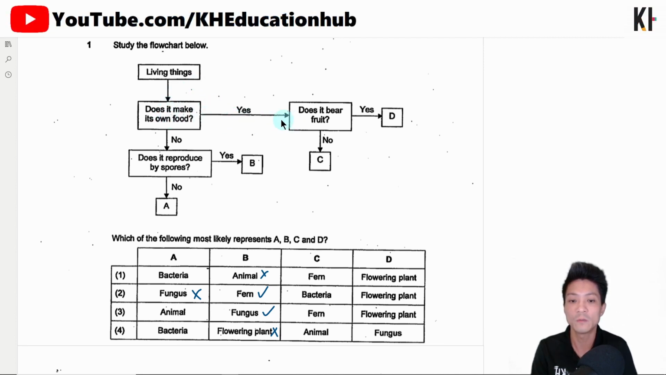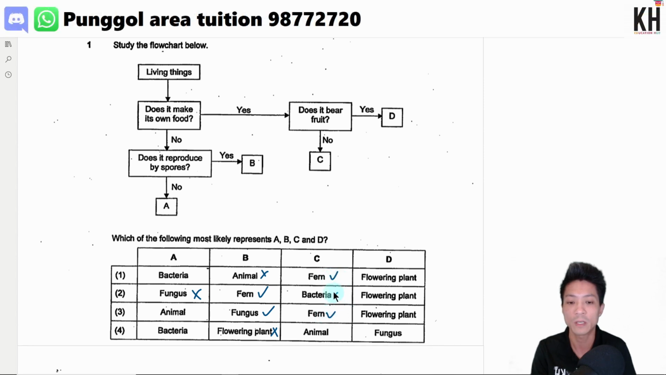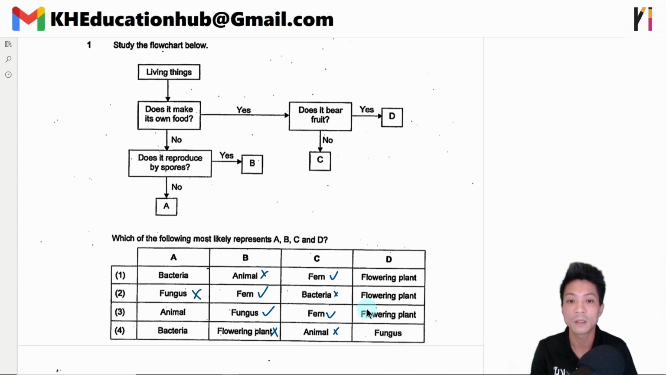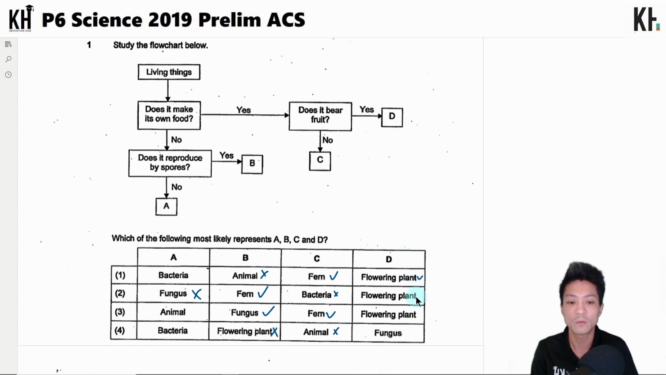Does it make its own food? Yes. Does it bear fruit? No. Does it make its own food? Yes. Fern. Bacteria and animal do not bear fruit. So D will be something that makes its own food and bears fruit. Only the last one is out, so option 3 is the correct answer.